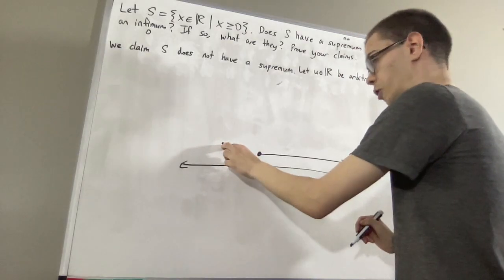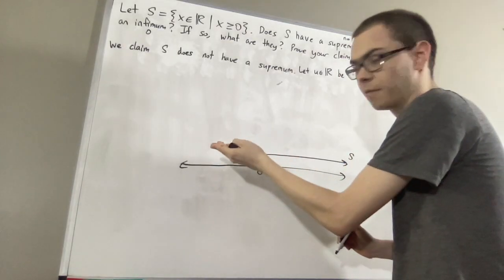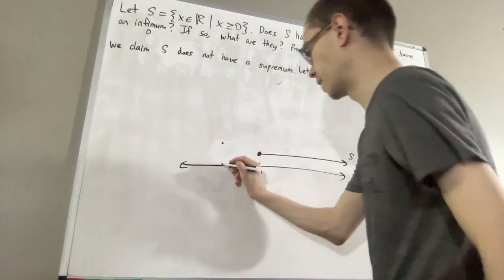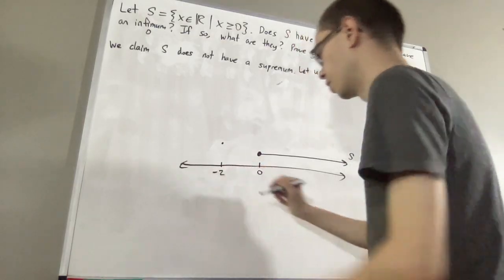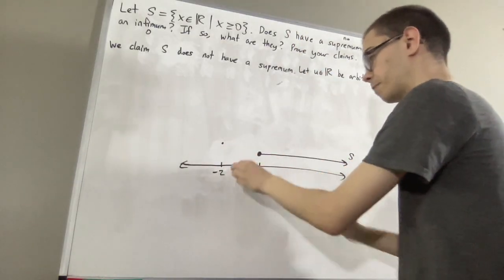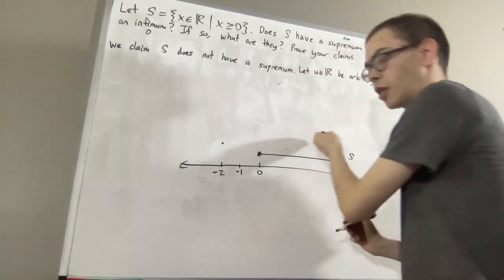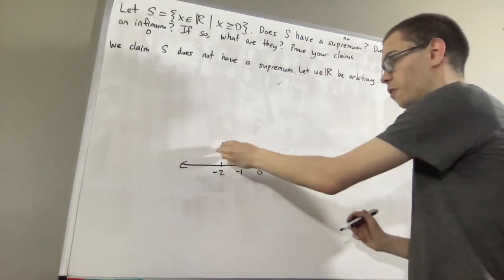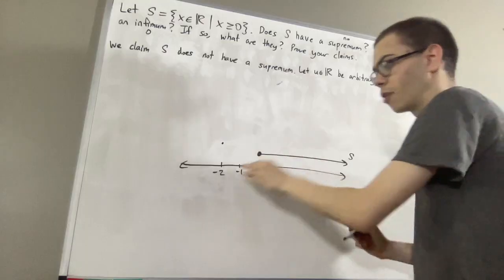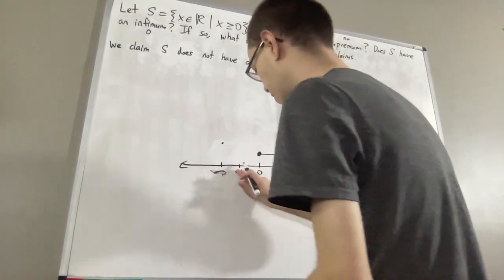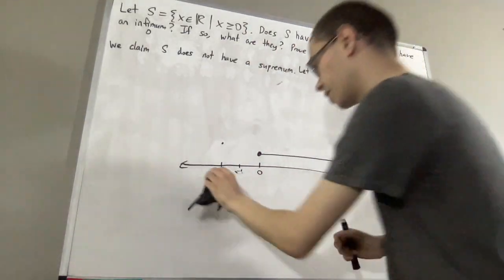Well, U plus 1 doesn't necessarily work, right? Because what if this is, say, -2? Then U plus 1 is going to be at -1, which is not an element of S, right? U plus 3 will work because it's an element of S, but how do we generalize this?